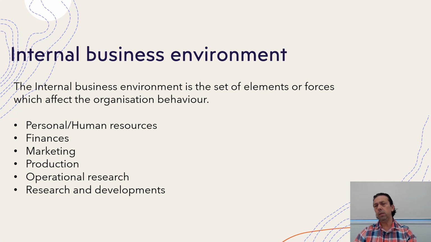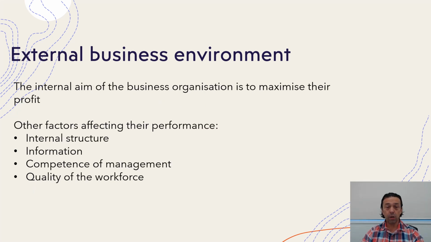Just listing these internal intermediaries gives you a sense of the interrelation among them and the importance that they work in sync in order to help the organization not only tackle those external macro environment forces, but also make the internal operations run as smoothly as possible. The internal aim of the organization is to maximize its profit. That is a common objective of most organizations, but at the same time, from time to time, it can be, for example, to maximize its market share.